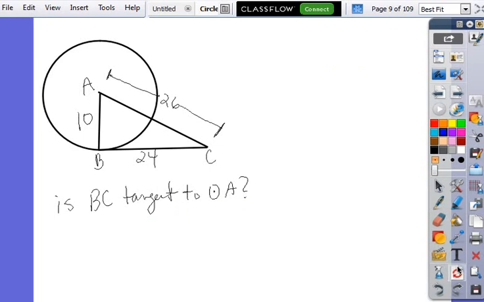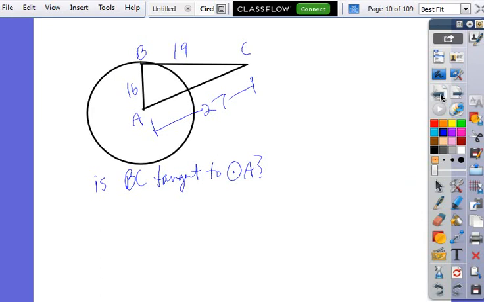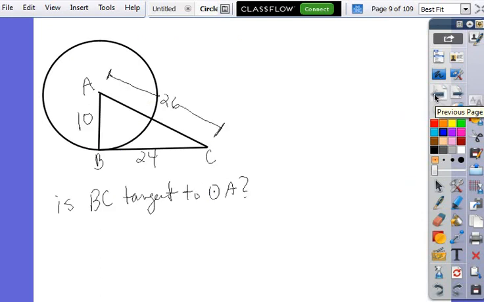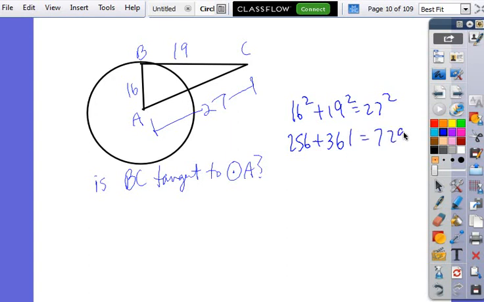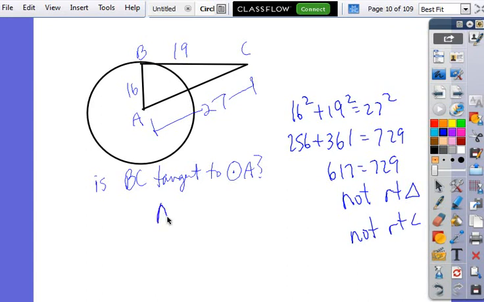What happens if the hypotenuse will go all the way to just stop right there? We're going to get to that in just a second. Here, I would do 16 squared plus 19 squared equals 27 squared. Is that 361? 360. And then 729. Is that right? I'm trying to remember. So, I get here and see 2 different numbers, which means what? That's not a right triangle, which means it's not a right angle, so this is no because it doesn't have a right angle.